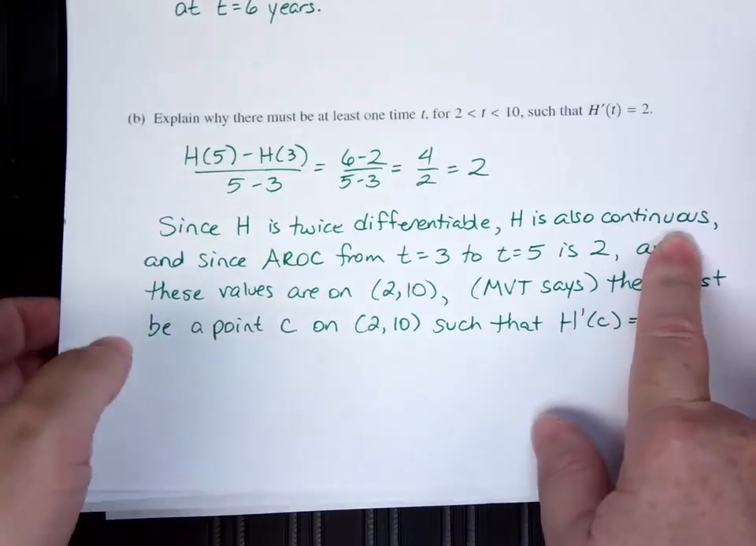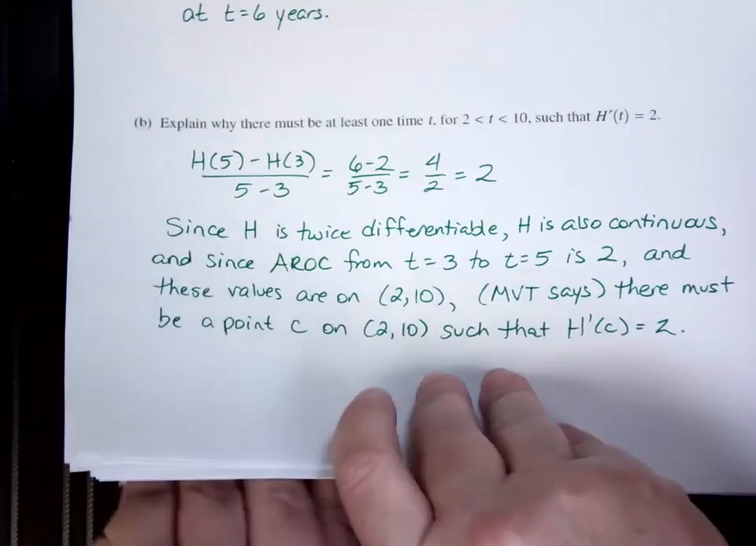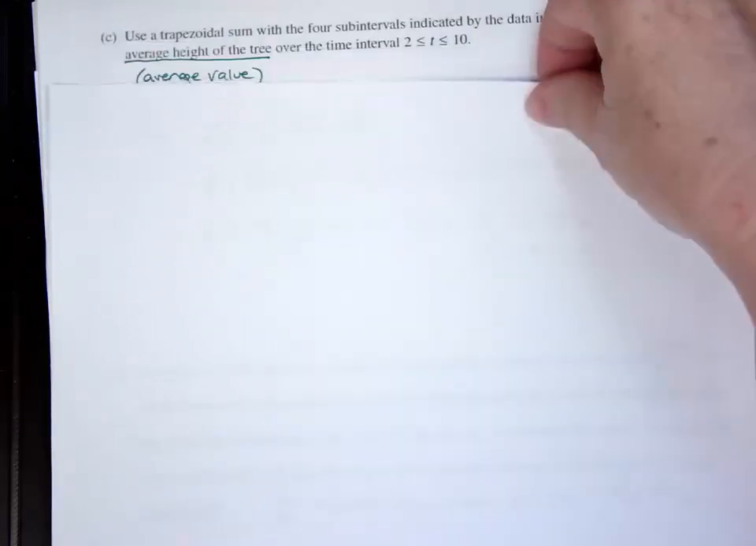All right, moving on. Having to slide back and forth. So letter C says, use a trapezoidal sum with 4 subintervals indicated by the data in the table to approximate the average height of the tree. Average height. The equation is defined as height. Average height means average value. So we're not just finding the height of the tree, we're finding the average height of the tree.